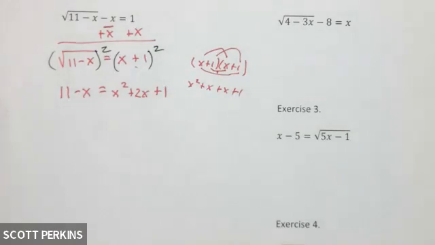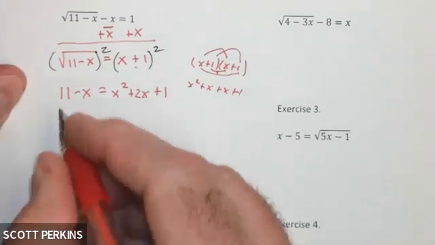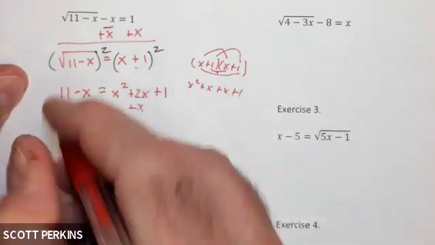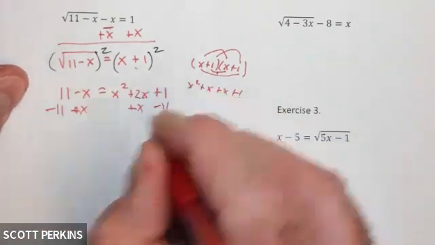Sure, I need to set it equal to 0. Whether you're going to factor it if it's factorable, or whether you're going to use the quadratic formula, you have to set it equal to 0. There's no choice in this matter. Okay, so I'm going to do that. I'm going to add the x to both sides. I'm going to subtract the 11 from both sides.